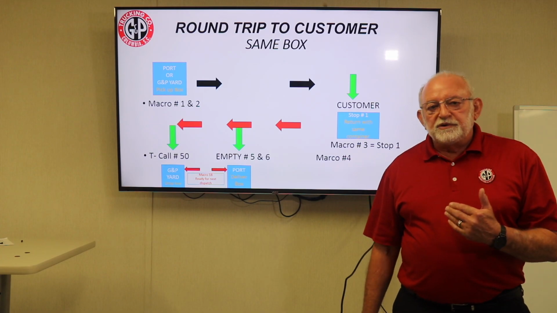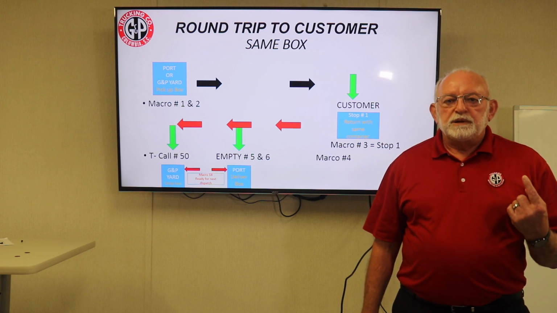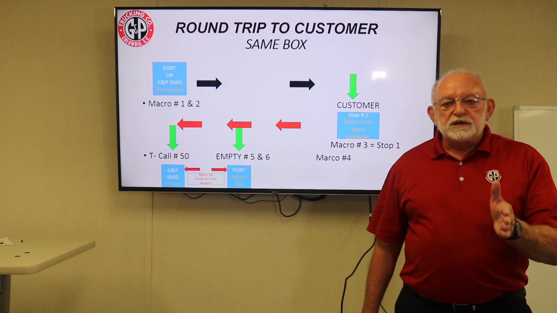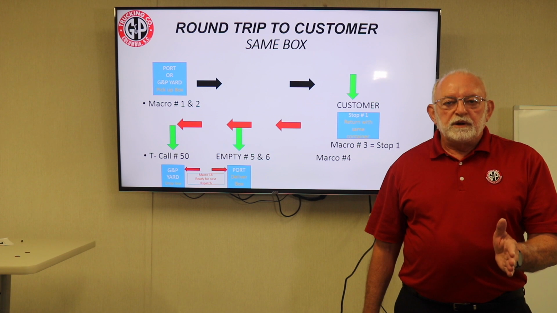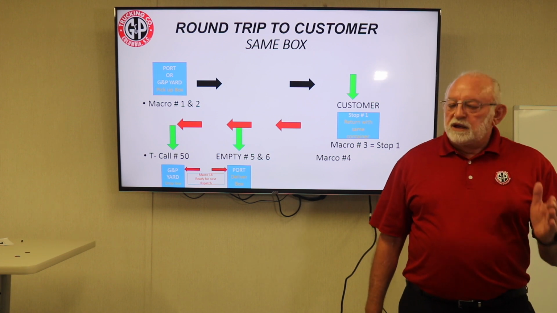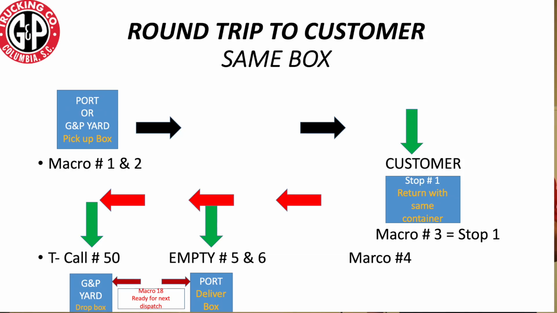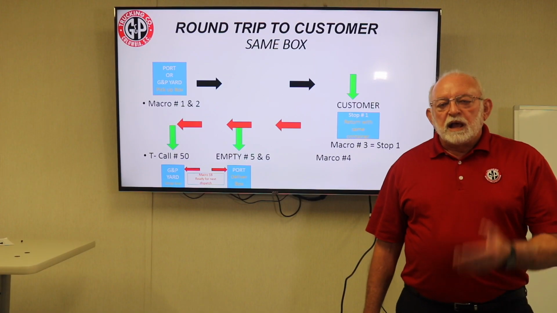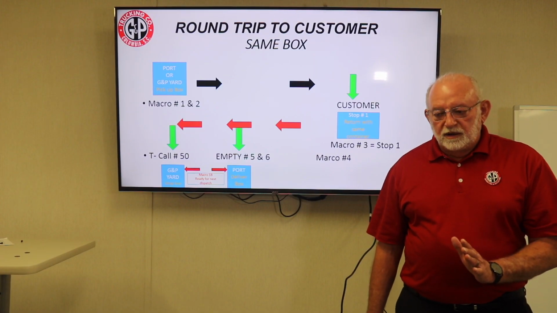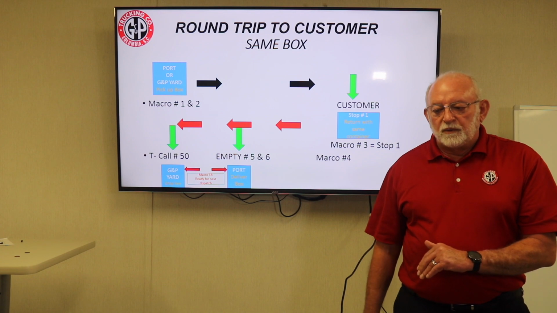Now these trips that you're dispatched on are round trip. So your origin is either the GMP yard or the port, and your final destination is the same thing. So what you're doing when you get to the customer is you're actually doing a stop off. So you'll do a macro 3, and it'll be stop 1. You do your macro 3 at the customer, then you do your macro 4.